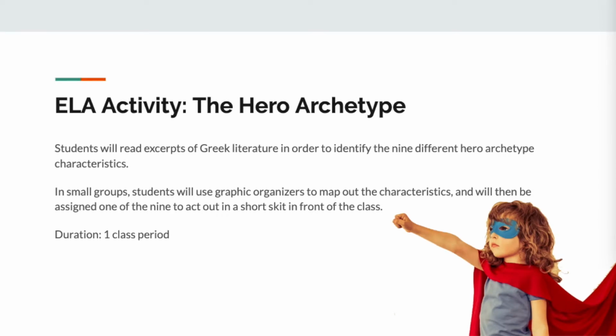Within this unit, there are 4 larger activities that will have some activities within them, but we'll cover the 4 activities here. The first is the hero archetype. This is where students will read excerpts of Greek literature to identify the 9 different hero archetype characters. They'll then break into small groups and complete a graphic organizer to map out the characteristics, and each group will be assigned one of the characteristics to act out in a short skit in front of the class. This will take 1 class period.